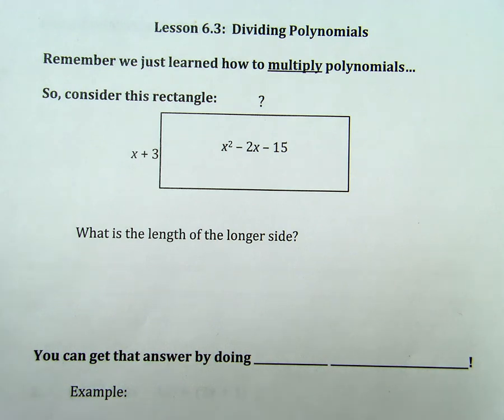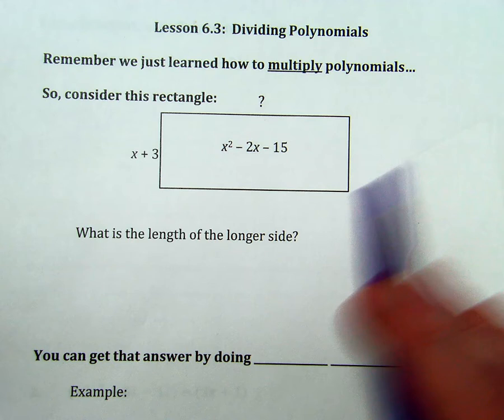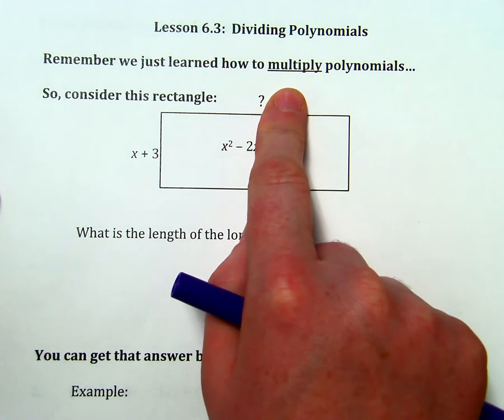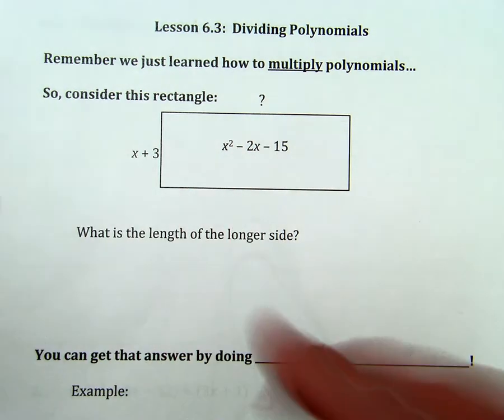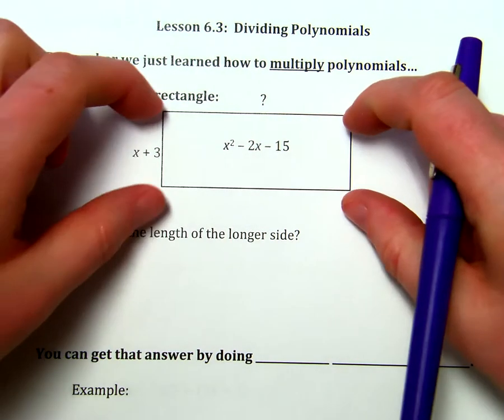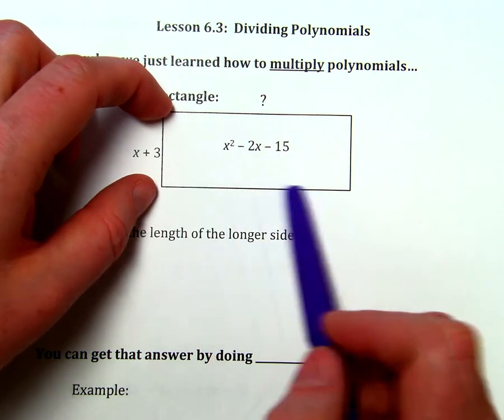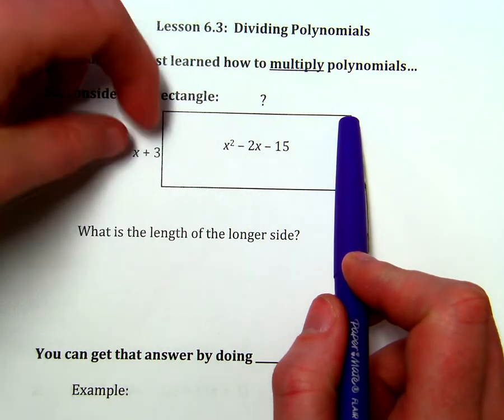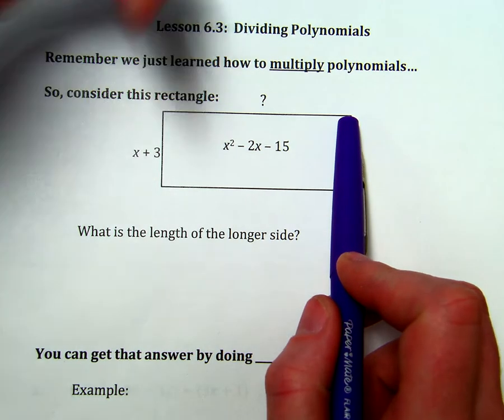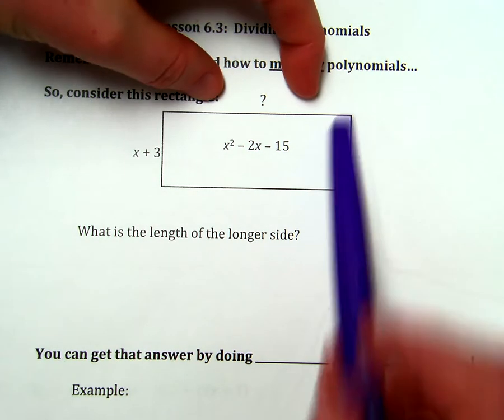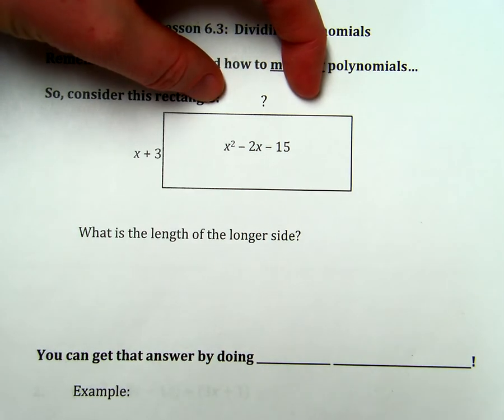So we've added and subtracted polynomials. We have multiplied polynomials, and the last thing that we need to learn how to do is divide polynomials. So just a little quick refresher. If you have something like this for the rectangle, and this x squared minus 2x minus 15 represents the space on the inside, basically what we're trying to do by dividing polynomials is figure out what this missing side would be. That's kind of the application piece of this.